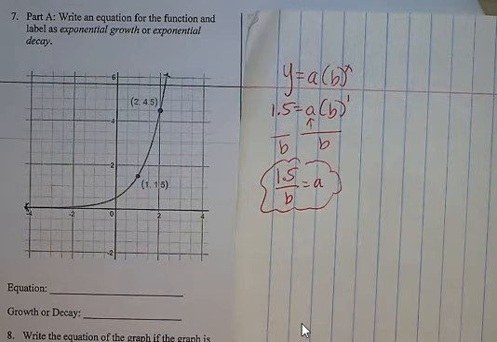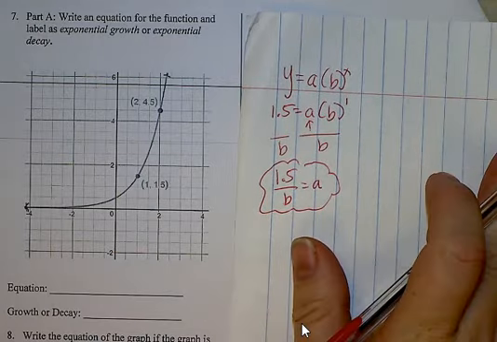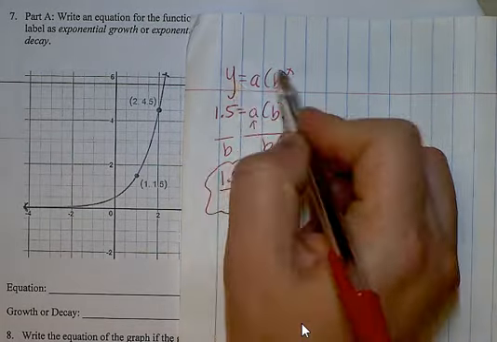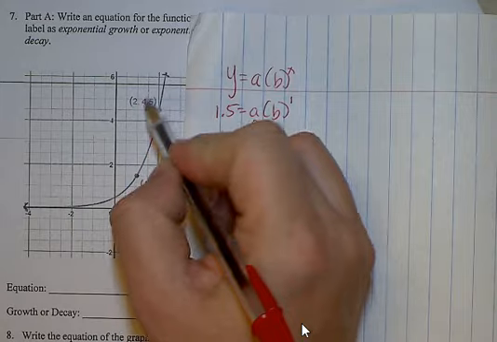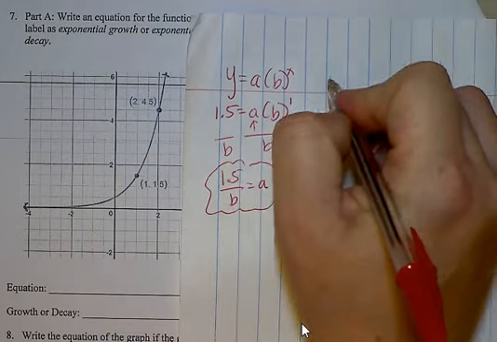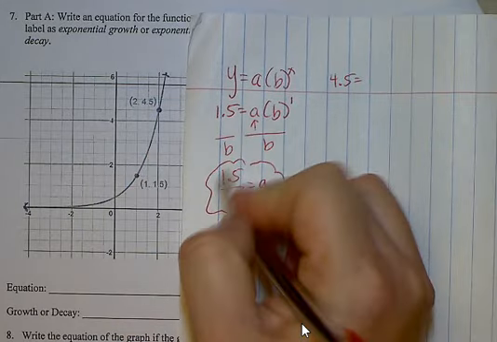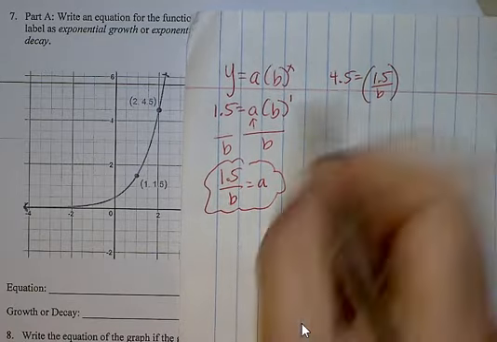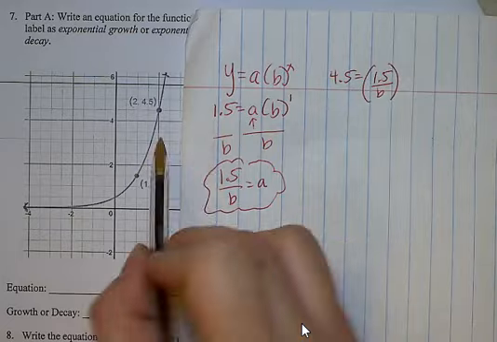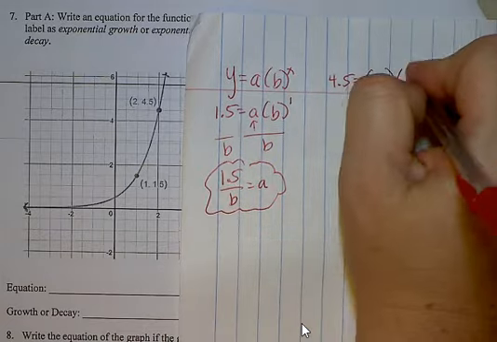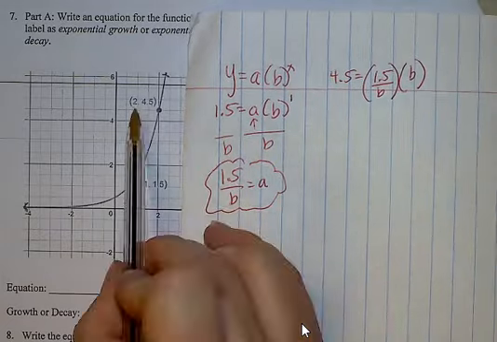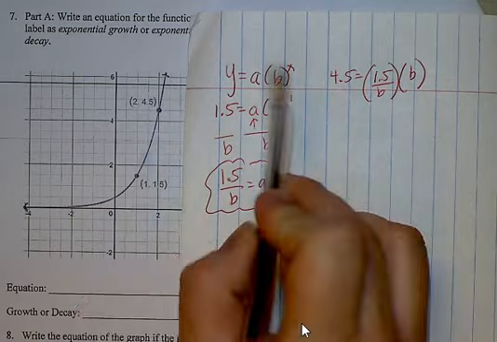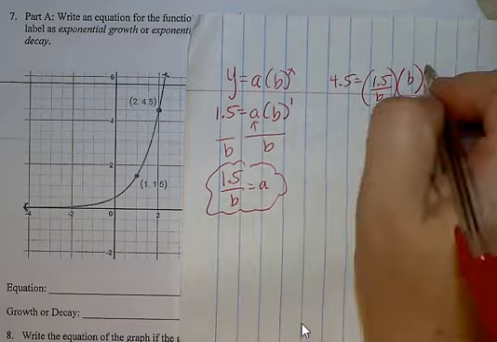Alright, so let's use this fact to now solve for b. I'm going to look back to this original formula, and I'm going to use the second point. So 4.5 is substituted in for y. I know this is the value of a. And what we don't know is b, so I'm going to put b here. But I know that 4.5 is the y value and it's associated with an x value of 2. So in the x position, I'm going to put a 2.